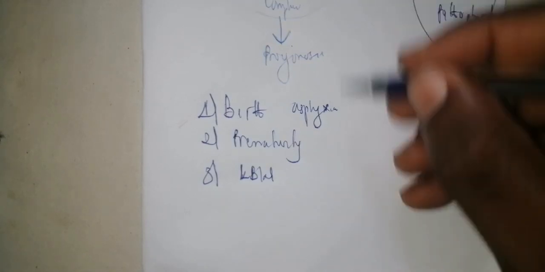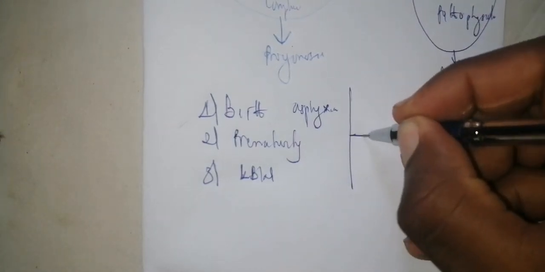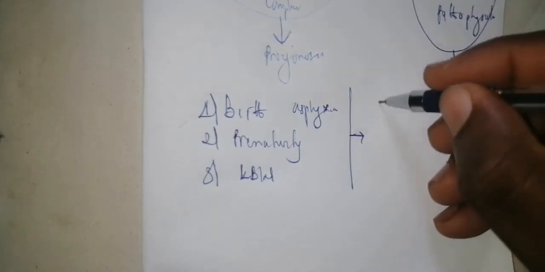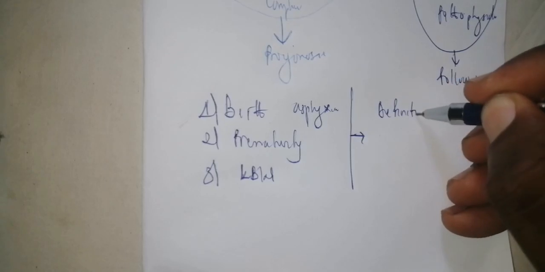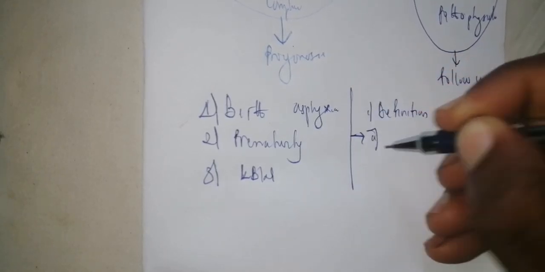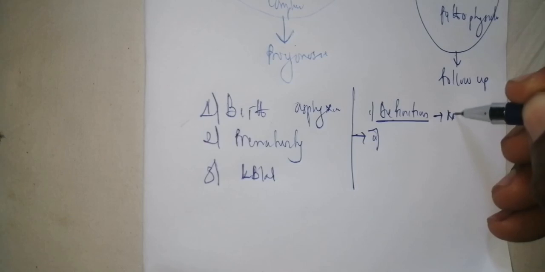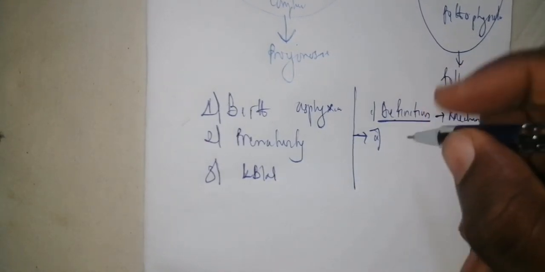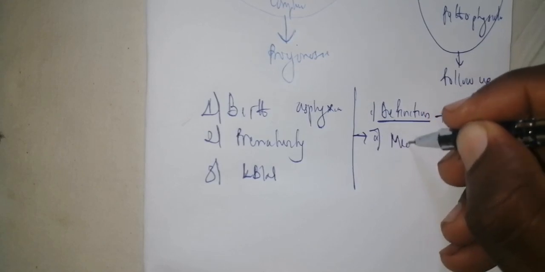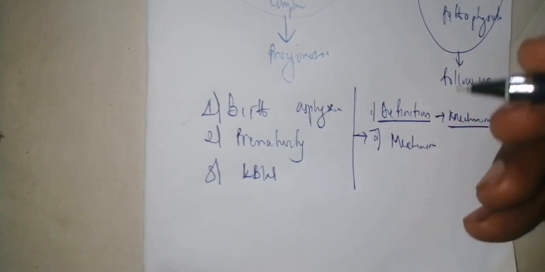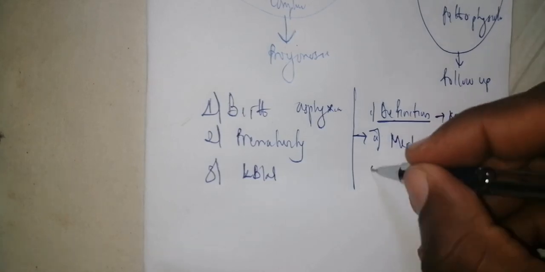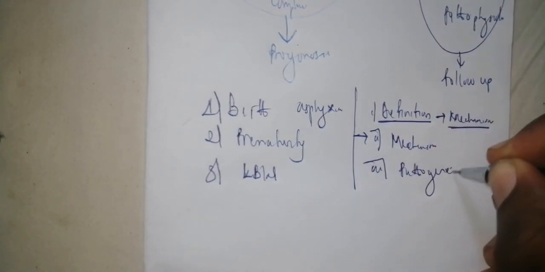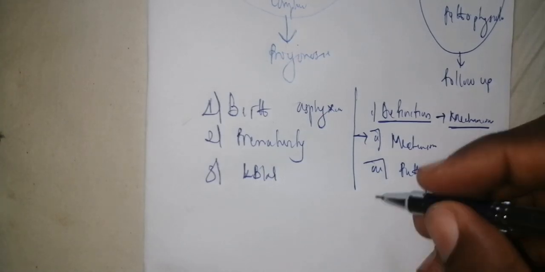When speaking about each of them, the first thing we're going to start with is the disease: what's the definition of all of them? Since inside the definition we already have partially the mechanisms, we're going to speak about the mechanism of birth asphyxia, prematurity, and low birth weight. We're going to speak about the pathogenesis, from where the birth asphyxia, prematurity, and low birth weight come from.